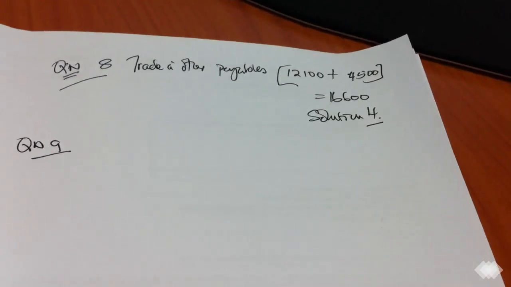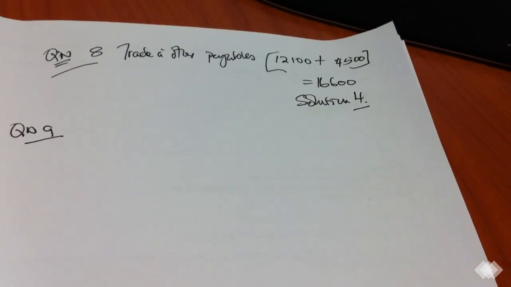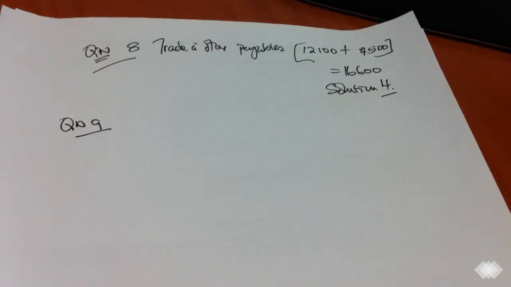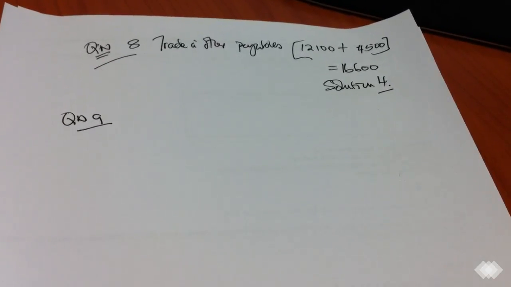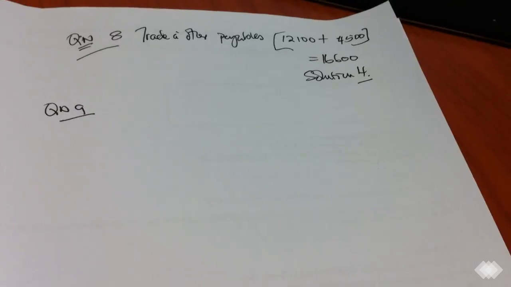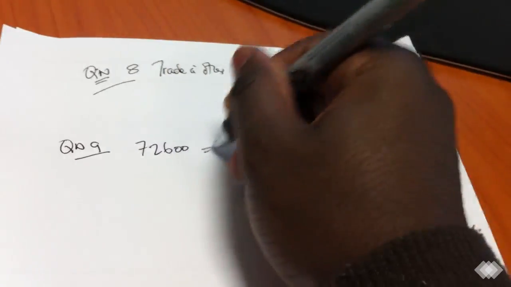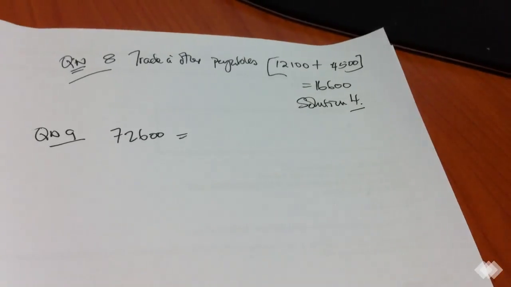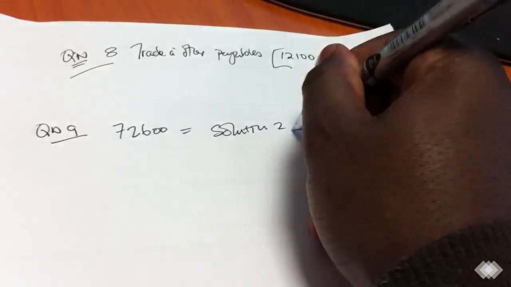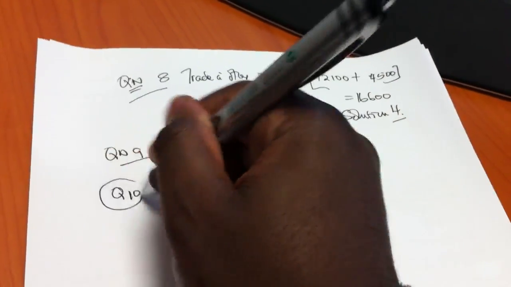Given information there, we want to see additions. How much are your additions? Alright, you are told that new machinery was bought 7 to 600. So that's your addition, 7 to 600. Do we have anything like that, 7 to 600, which is solution 2. And then question number 10.